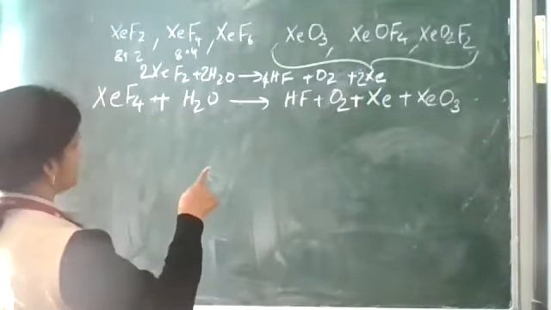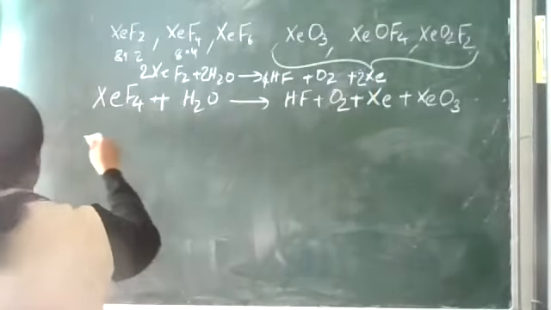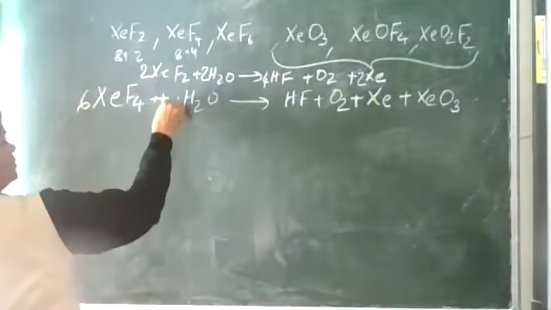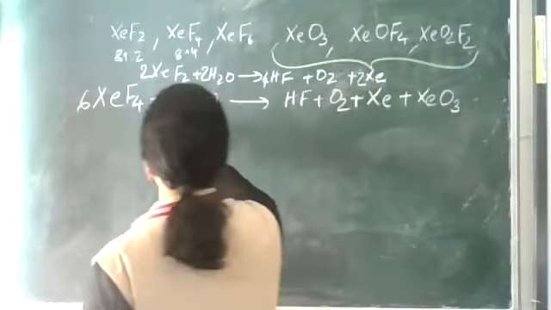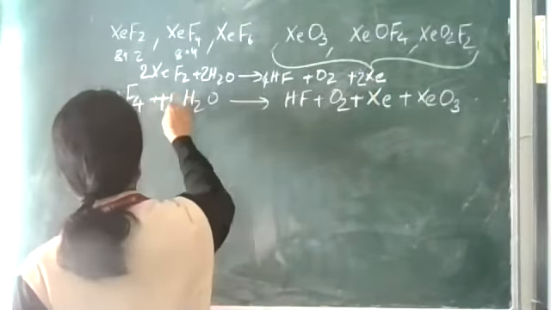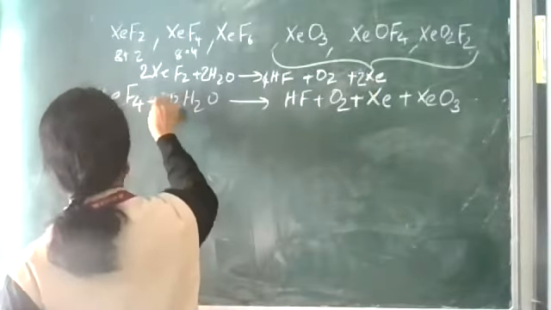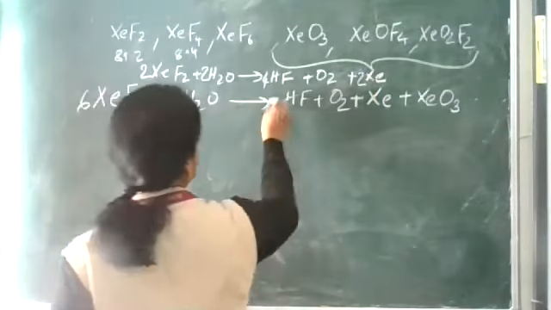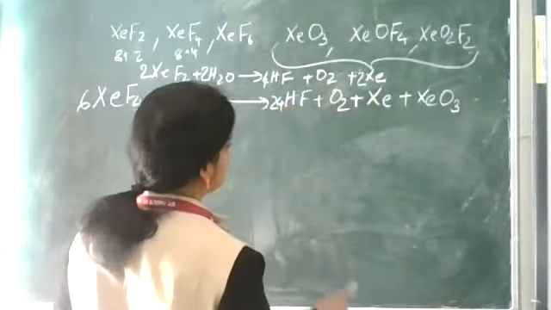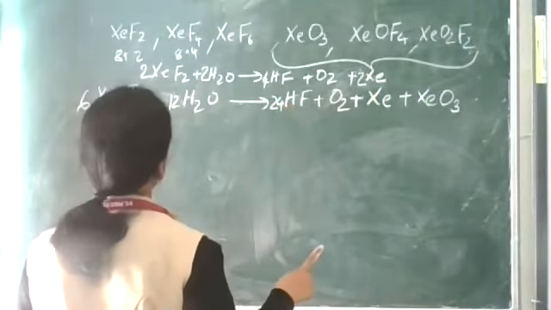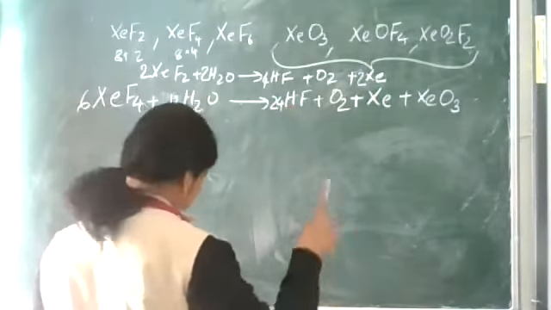XeF4 hydrolysis gives, this is 6, 24, and 12. 6, 12, we double it. 6, 12, this is 24, then 2, 3, 4, that is 2.